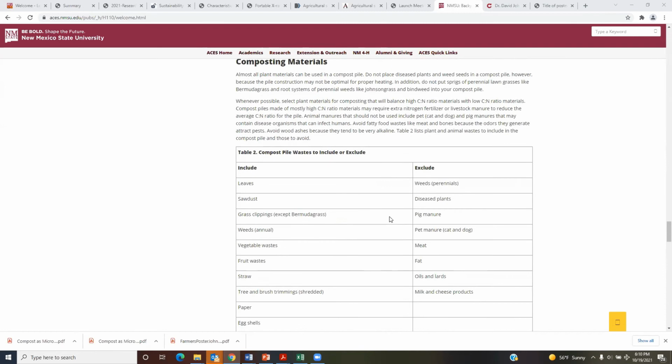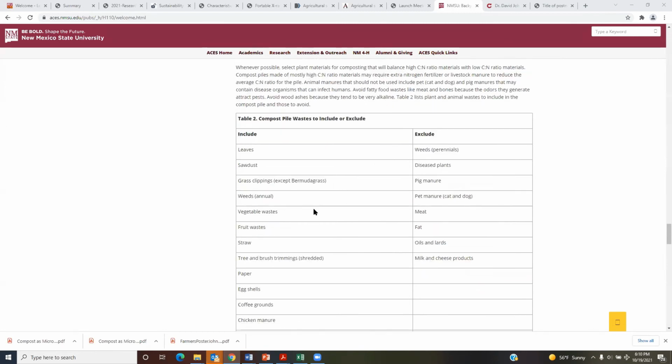Yeah, and composting materials: leaves, sawdust, weeds. You don't want to put weeds in your compost pile. Okay, I'll put weeds in my compost pile if they don't have seed heads on them. But if they have seed heads and you put them in, you run the risk of that weed becoming noxious in your garden after you spread your compost out in the spring. So be very careful about what you put on there.